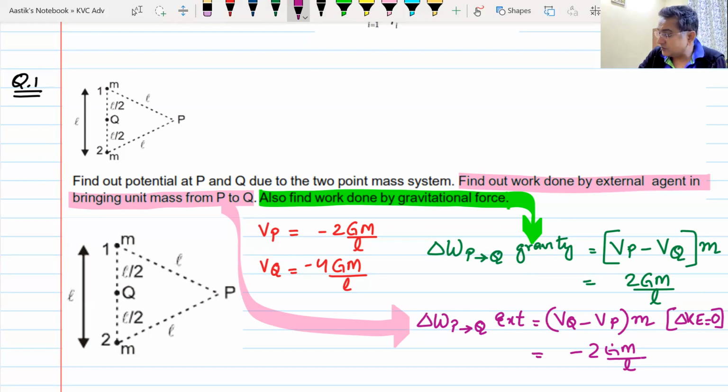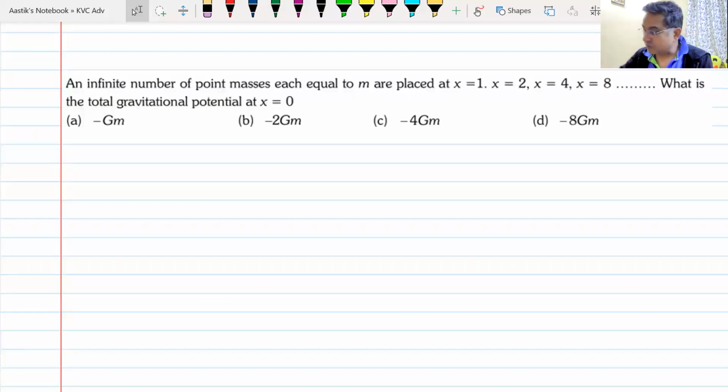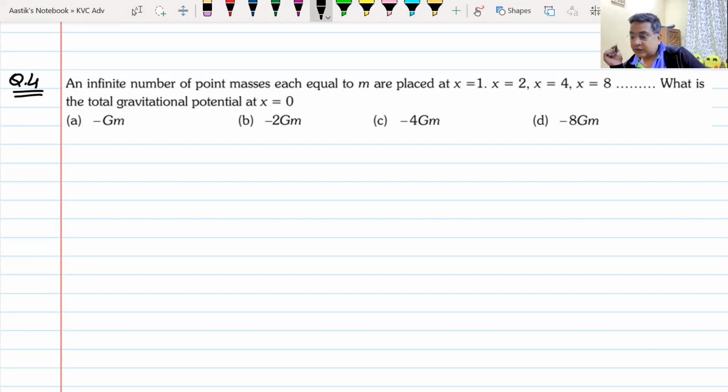Then comes the next question. I had forgotten the number, so I'll call it question number 4. We had done the brother of this question, and now this is the cousin of the same question. An infinite number of point masses, each of mass m, are kept at 1, 2, 4, 8, 16, 32, and so on. We had found out the gravitational field. Now is the time to find out the gravitational potential, and you have 2 minutes to do it.